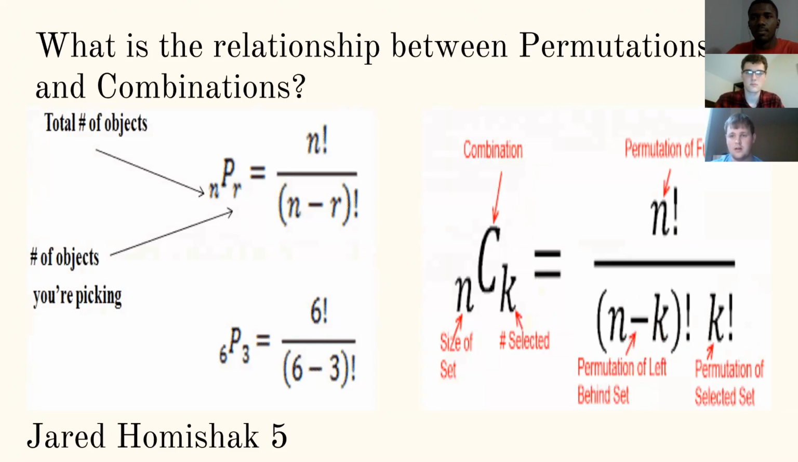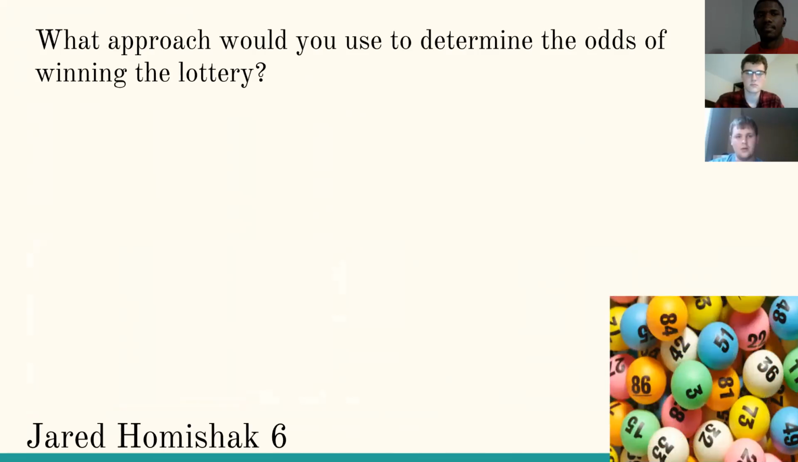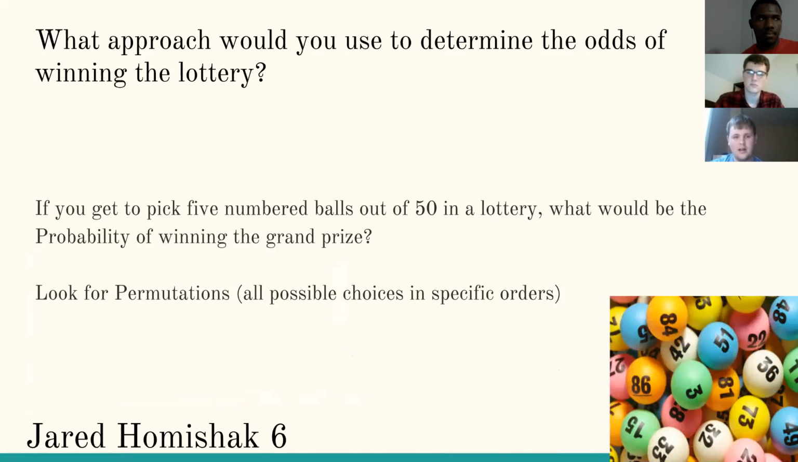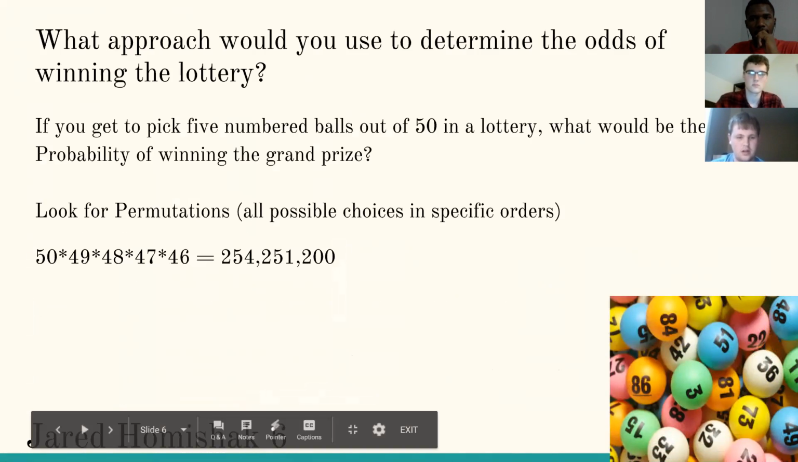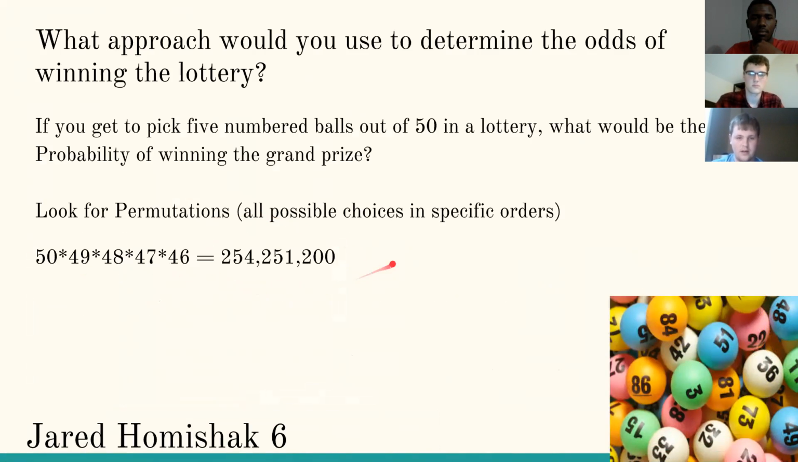I think the best way to demonstrate this is with a problem. So let's think about the lottery. Let's say you want to play the lottery and there are once again 50 balls, and you get to pick 5. What are the odds of winning the grand prize? First, we want to start off by looking for all your possible choices. So we'll start by calculating the permutations. This comes out to the equation of 50 times 49 times 48 times 47 times 46. And we have our answer right over here.